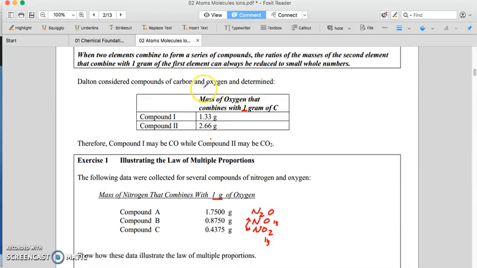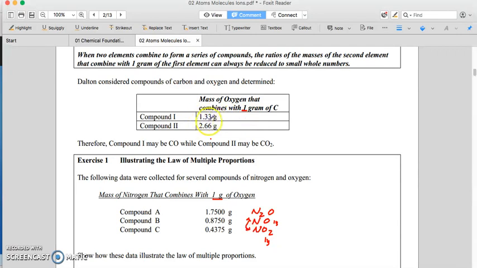So, let's break this into smaller chunks and try to get an understanding for it. So let's say we've got 2 compounds, right? Dalton considered 2 compounds here that consist of carbon and oxygen. We're keeping the carbon amount constant, 1 gram of carbon. Okay, but we've got 2 different compounds that consist of only carbon and oxygen.